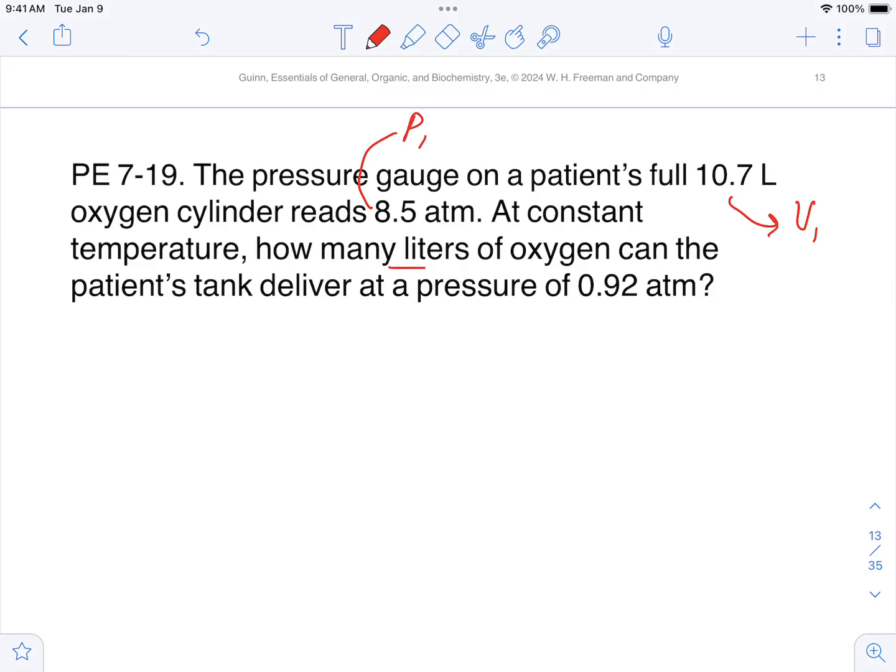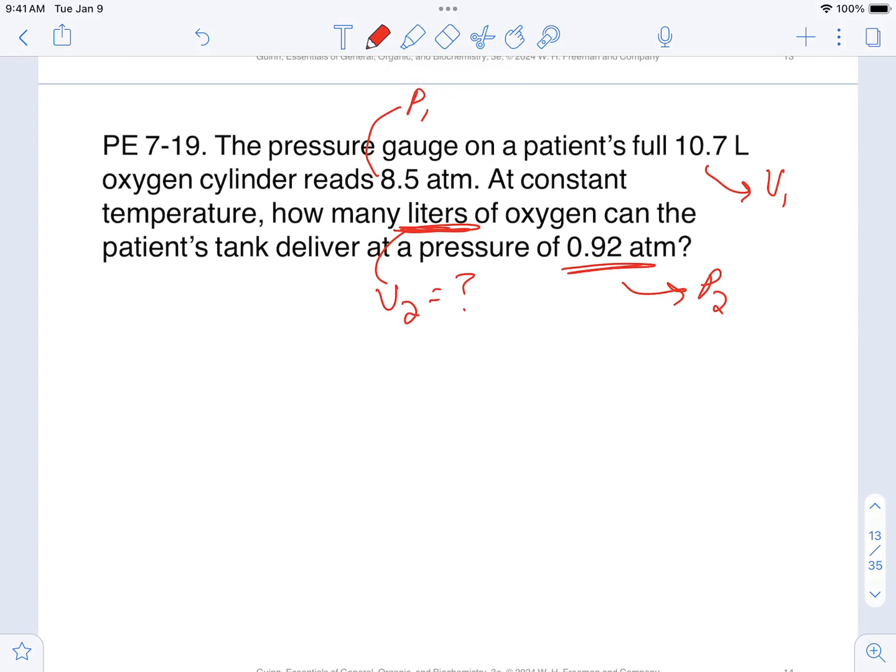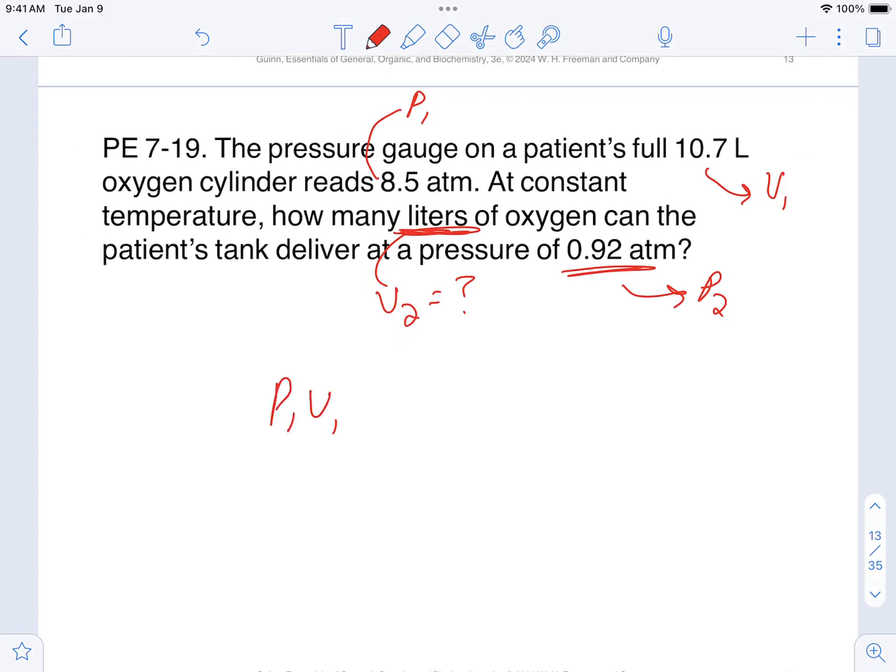The question's asking how many liters, so that is my V2. I don't know that. And then this is my P2. So it looks like I'm using Boyle's law again. So I'm going to rewrite my equation and start plugging stuff in.